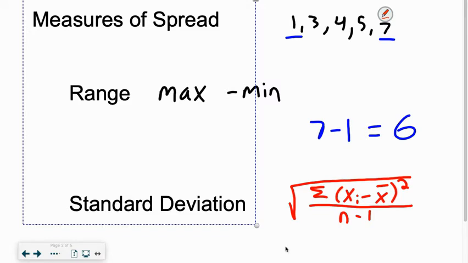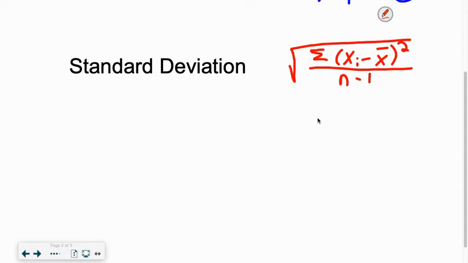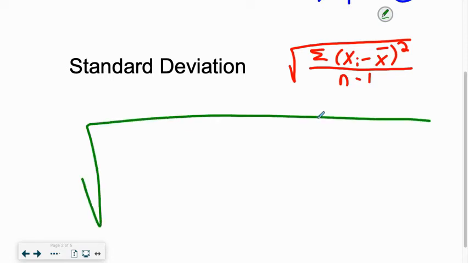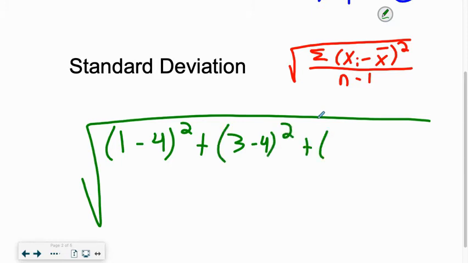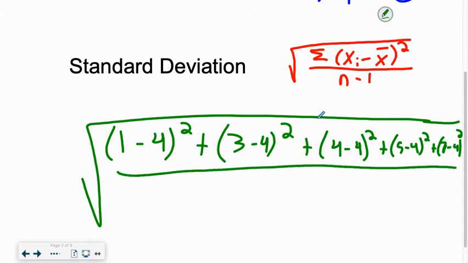So doing that in this problem, we take each individual value, so the first one was 1, minus the mean of 4, squared, add them all up. So then 3 was the next value, minus 4, squared, plus 4 minus 4, squared, plus 5 minus 4 squared, plus 7 minus 4 squared, all over the total number of terms from our list, which was 5 minus 1. If you do all that, you get 2.24. Eventually, I will show you how to do this on a calculator in another video.